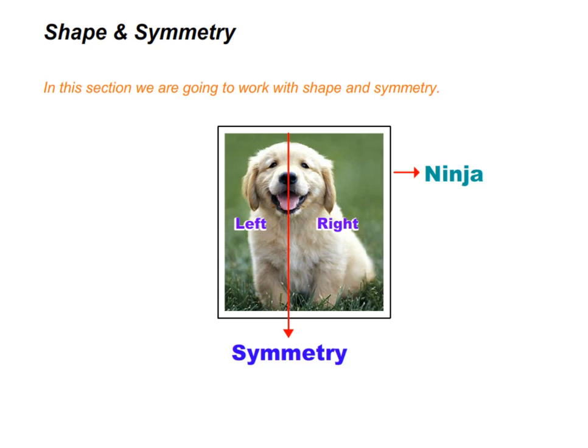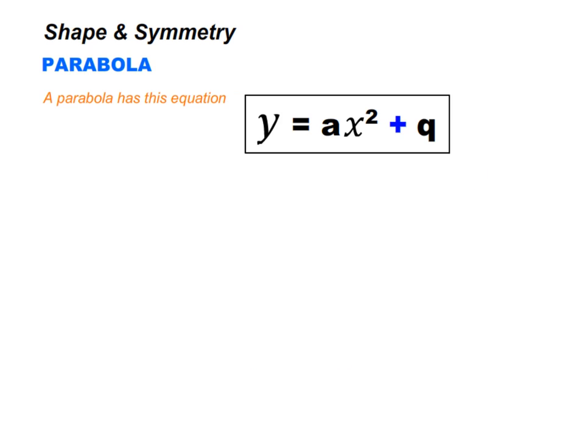In order to understand shape and symmetry, let us have a look at parabola. A parabola has this equation. y is equal to ax squared plus q, and this is called the standard form equation. Look at this equation. Look at the a which is next to x squared.